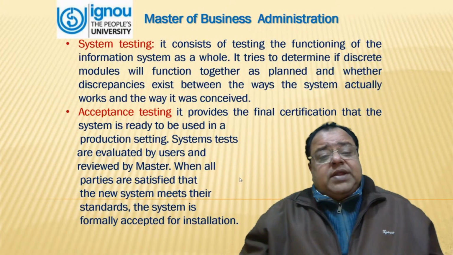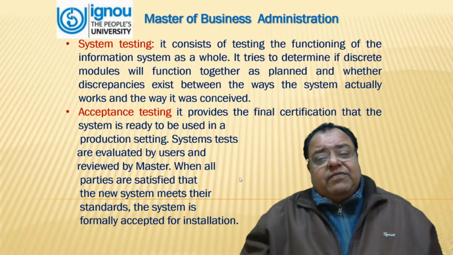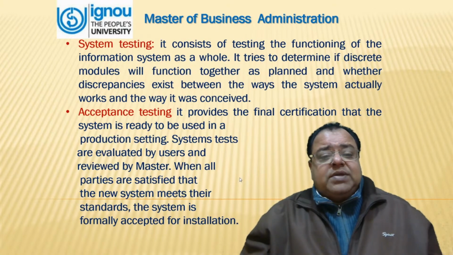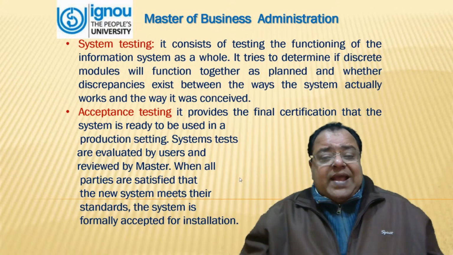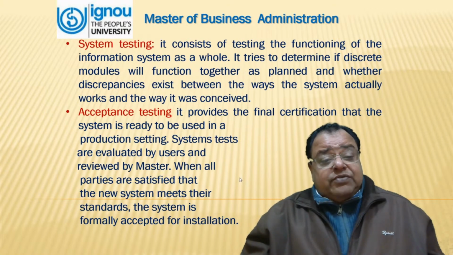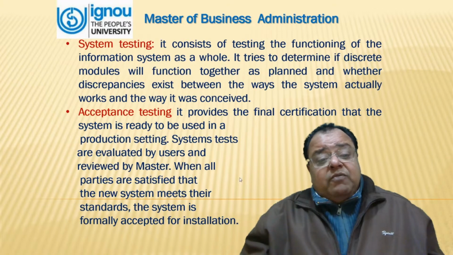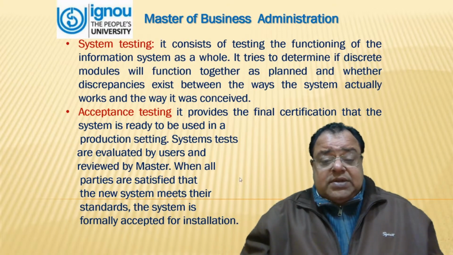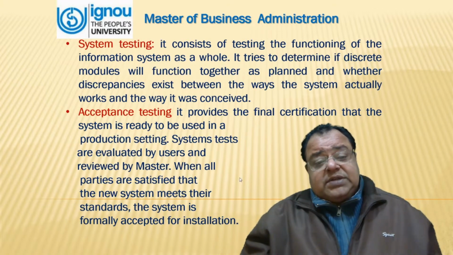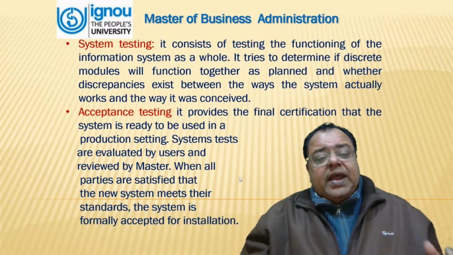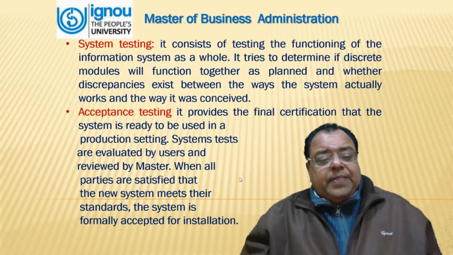The second one is system testing. It consists of testing the functioning of the information system as a whole. It tries to determine if discrete modules will function together as planned and whether discrepancies exist between the way the system actually works and the way it was conceived.